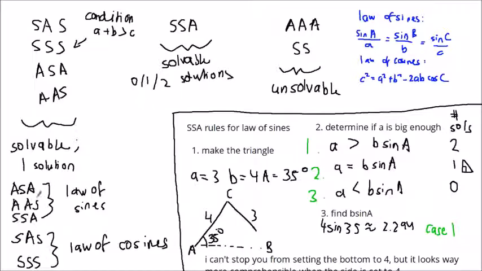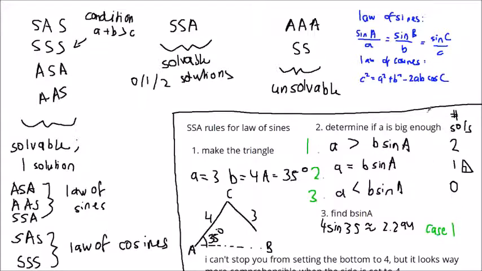You use law of sines for these. You use law of cosines for these. These are the law of sines and law of cosines. And this is the SSA rule for law of sines. Make the triangle, right? You have to make this triangle. I recommend you have the other one, the one that doesn't have the angle, the capital and the lowercase, on here, not at the bottom, because if you do it at the bottom, it's a lot harder to visualize what's going on with the 0, 1, or 2 solutions.